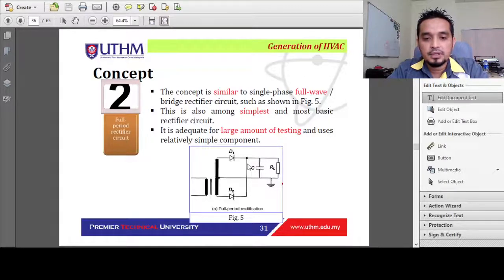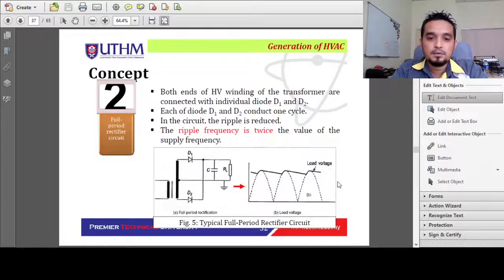Okay, so we also have the smoothing capacitor to smooth out the ripple factor. From this circuit, we can see the ripple frequency is twice the value of the supply frequency. Okay, so we have D1 and D2. We include diode 1 and 2 so that one conducts for one cycle, and the other conducts for the other cycle.